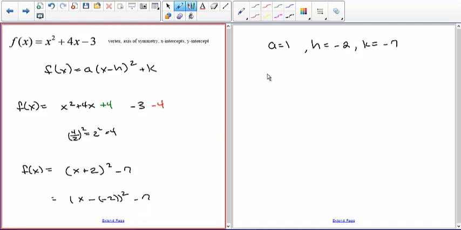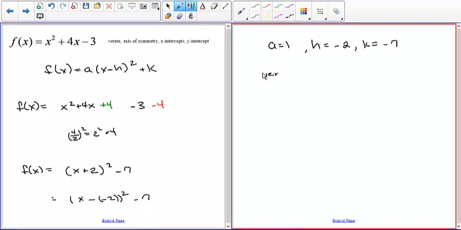So what we can say is that the vertex is the point (-2, -7). It's pointing upward because a is positive, it's +1. So this vertex is below the x-axis, and if it's pointing up, we're definitely going to have x-intercepts. So let's do the x-intercepts.